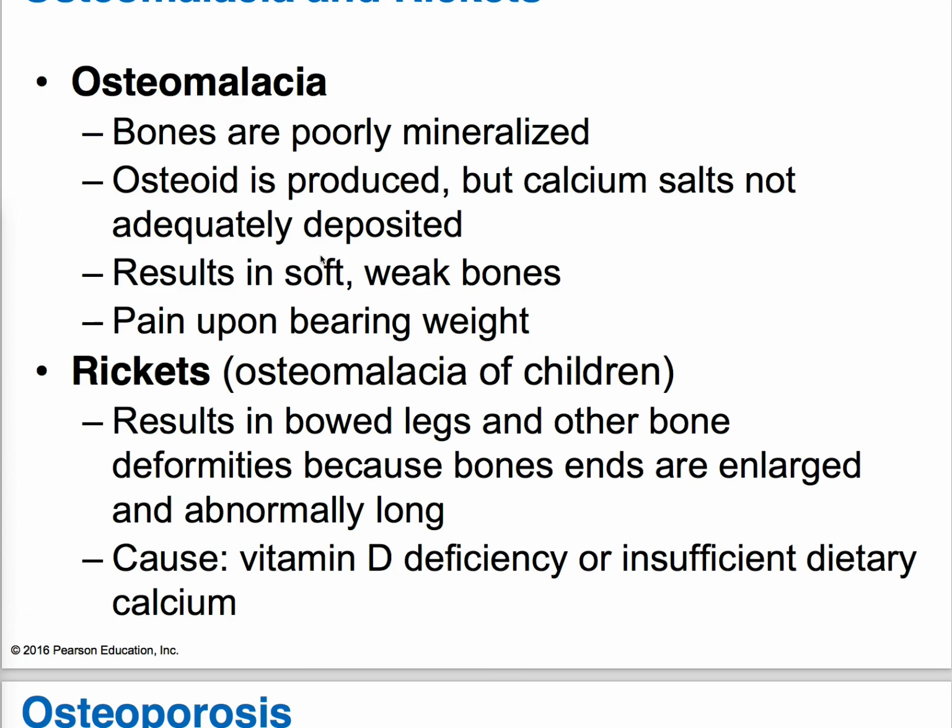Now, rickets is a form of osteomalacia that we see in children. For example, when you look at the legs, you'll see that these are bowed. So again, bow-legged is an example of rickets. In other bones, you'll see deformities as well. You'll see bones that tend to be enlarged and long.